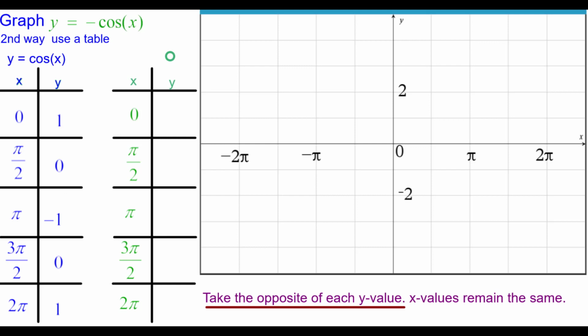But we're going to take the opposite of each y value, so the opposite of 1 is negative 1, so we'll plot 0, negative 1. The opposite of 0 is 0, pi over 2, 0. The opposite of negative 1 is positive 1, so pi, 1. Again, the opposite of 0 is 0, 3 pi over 2, 0. And the opposite of 1 back to negative 1, 2 pi, negative 1.